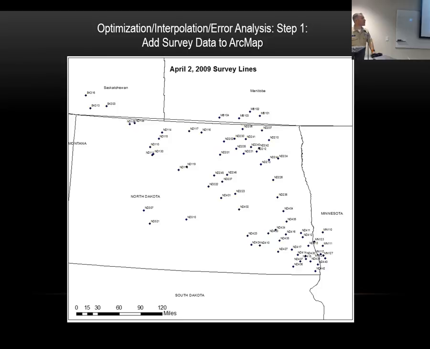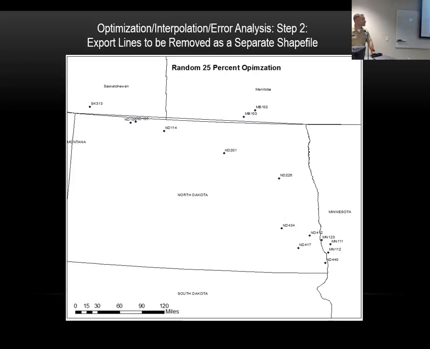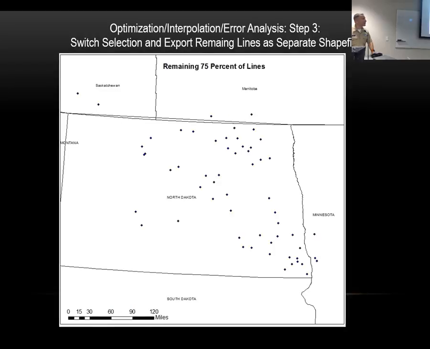So this is the process. For the optimization, interpolation, and error analysis, step one is to add the data to ArcMap. So this is my whole survey. Next step was to separate the lines that I wanted to remove into a separate shapefile. With the random one, I just picked the lines that I wanted to remove, selected them, and exported them as a separate shapefile. I'm embarrassed to admit this next step took me a little too long to figure out, but if you just switch the selection and then export it again, now I had two shapefiles that when you put them together equal the whole survey file, and for each one you can do your own spatial analysis.